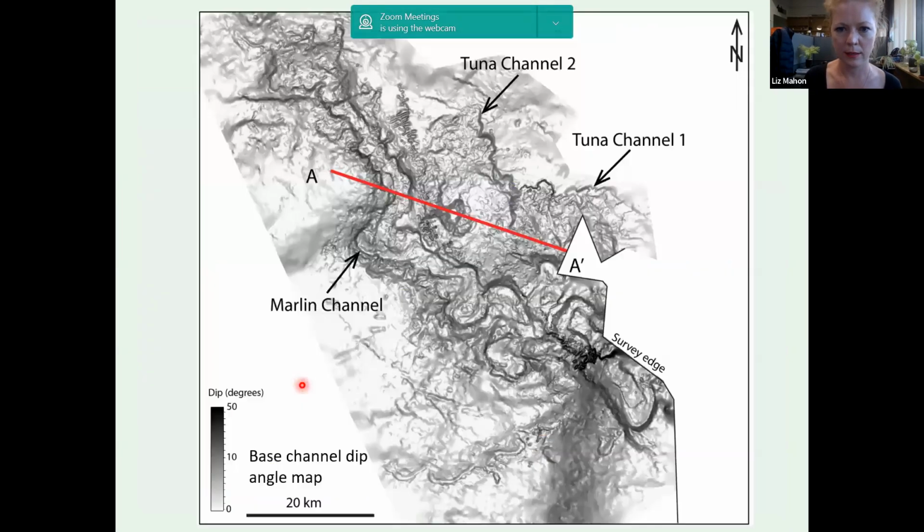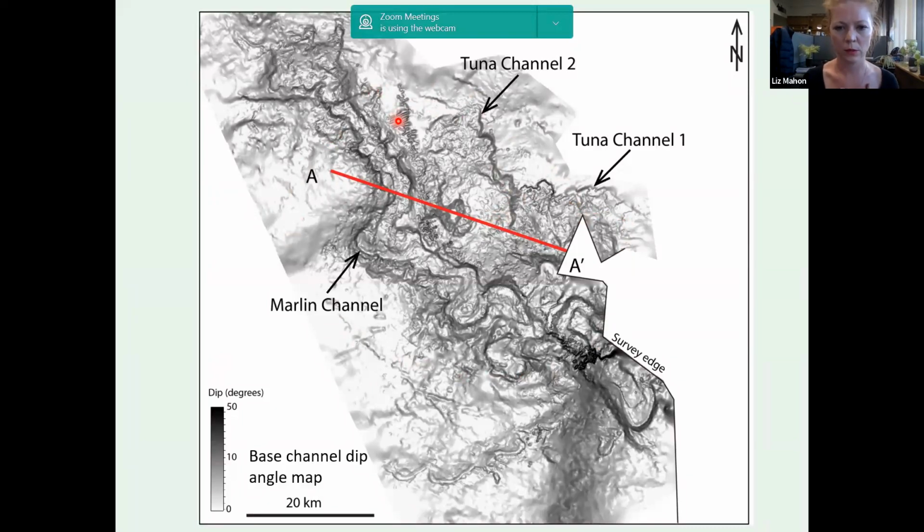So this seismic line is located here. And this surface is called a dip angle map. What it's showing is the degree of dip on the base of those channels. I've stitched together the base of the three channels to give an amalgamated map of all three, so you get a really nice idea of the outline of these channels.